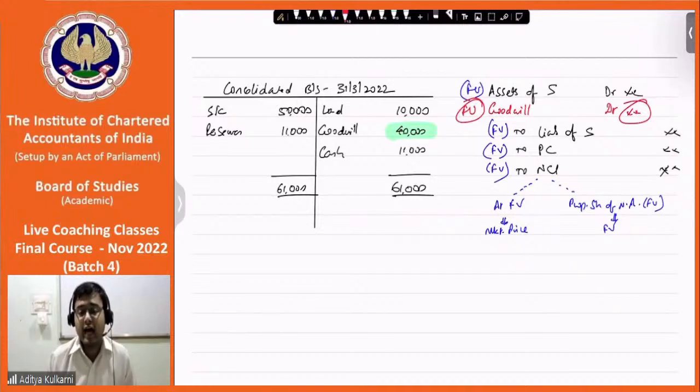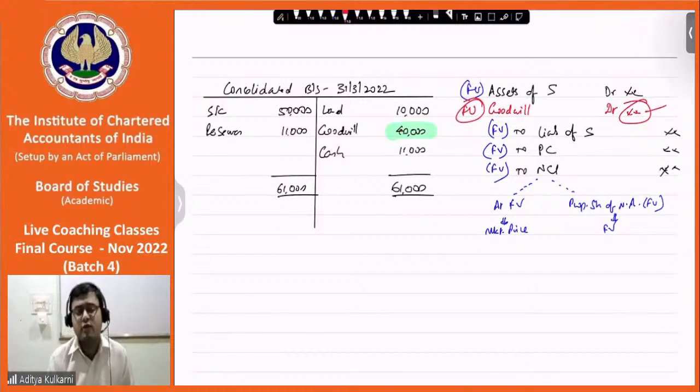Why? Because ultimately the only non-identifiable thing is one and only goodwill, which should come at fair value. There is no other way to calculate goodwill. This is the only way, as a balancing figure, and therefore the entire things that you are taking over, we go in for a fair value, and that is why the goodwill will come at fair value.